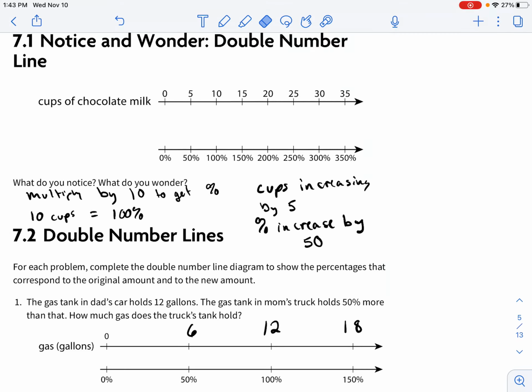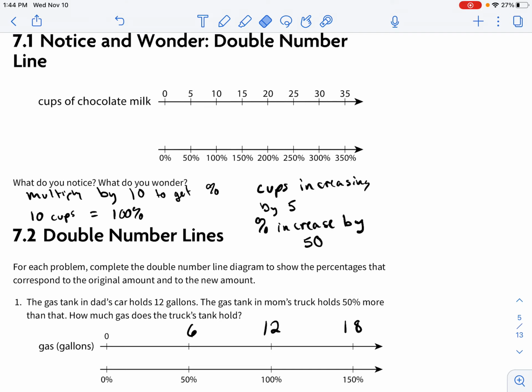All right, so looking at 7.1, this is lesson 7 of Unit 4 from Open Up Resource. We're just going to be looking at some percents over 100 using a double number line to help us find the answers here. There's going to be a couple ways to solve, and I'll go through a couple different ones.